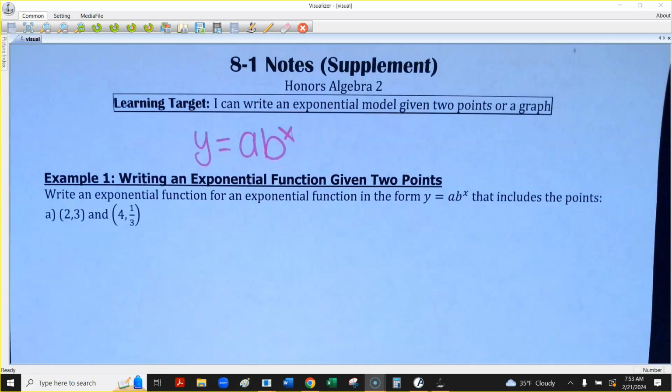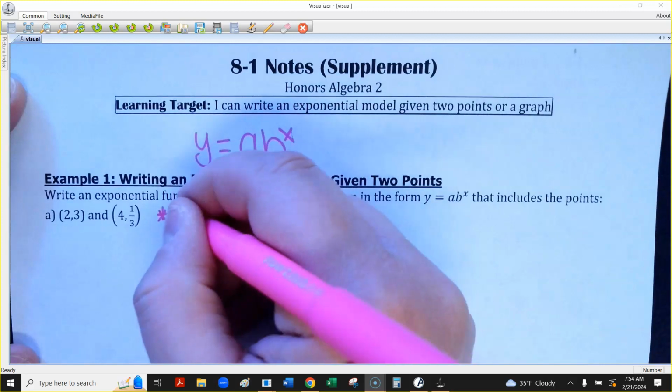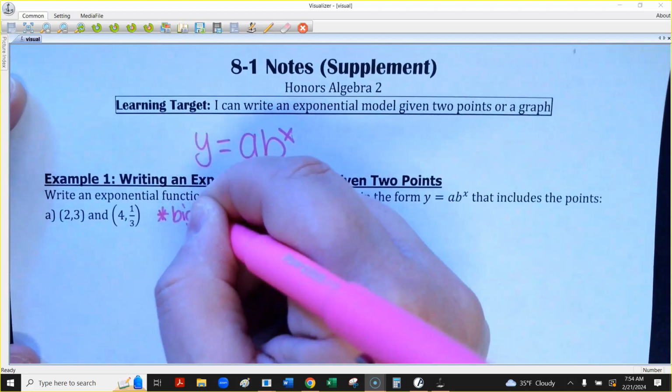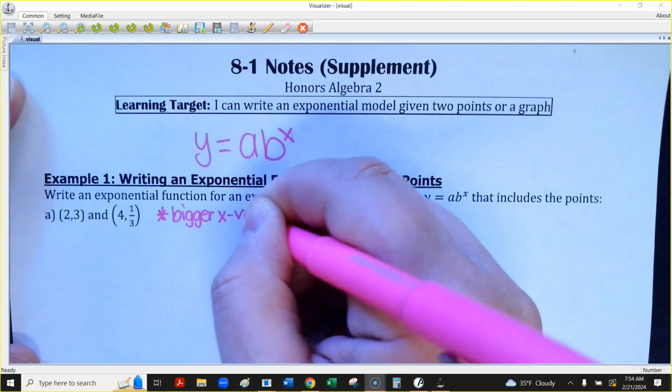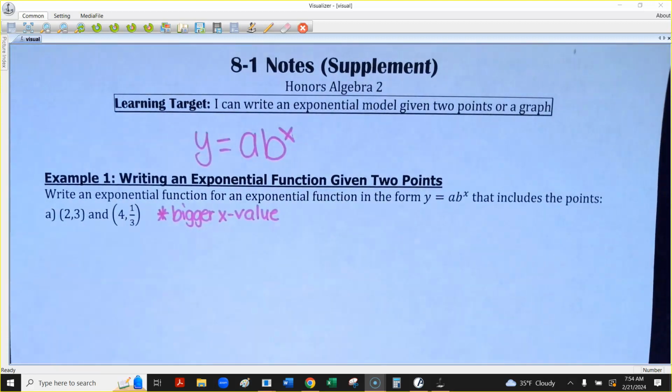Okay, so I'm giving you 2 points. You want to tell me an exponential model that will go through these 2 points. Here is my best advice to you. We are going to start with whichever point has the bigger x value. So they're going to give you 2 points, right? And I'm going to start with whichever point out of those 2 has the bigger x value.